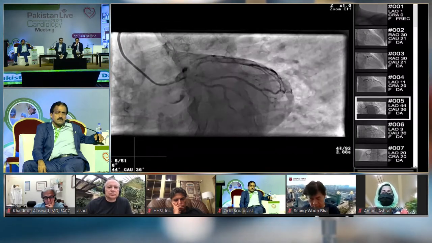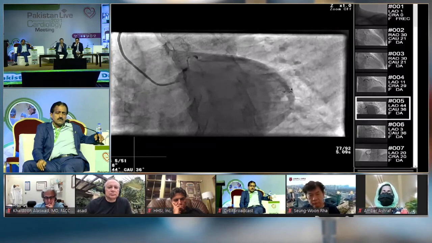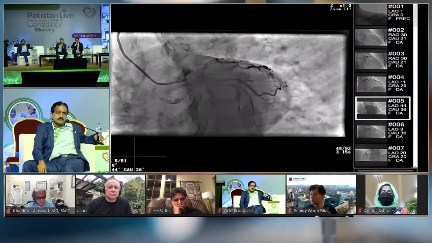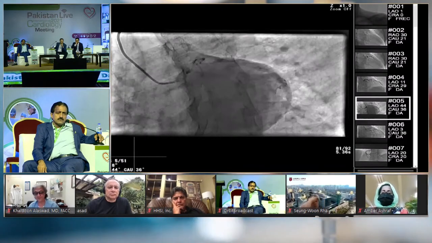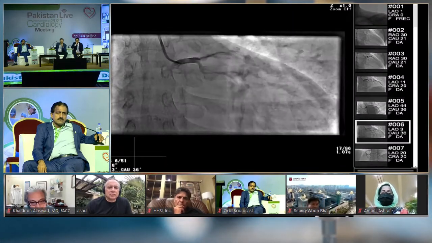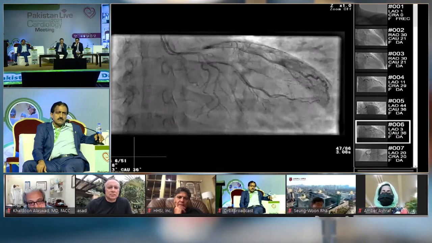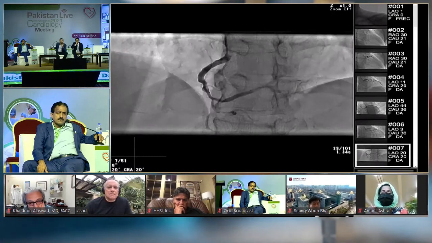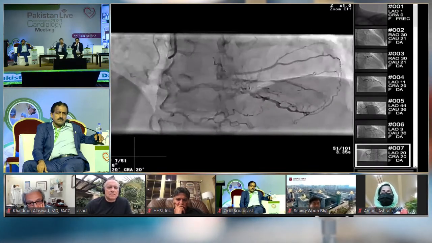That's a spider view. There's a moderate lesion at the ostium of the LED, and then there's a little stump, pretty big stump. The circ is medium sized, appears to be disease free, apart from that OM lesion. Next, please. So that's the RCA.